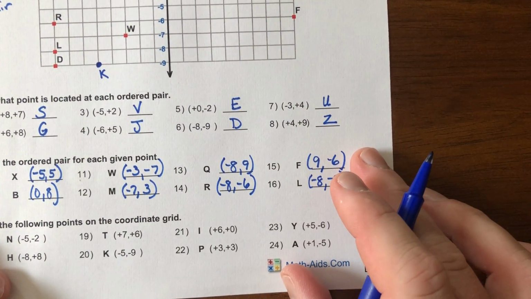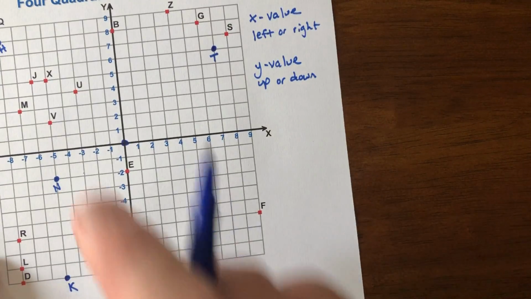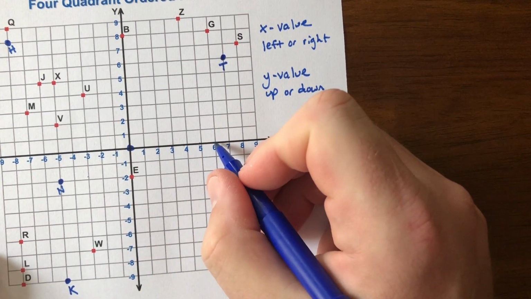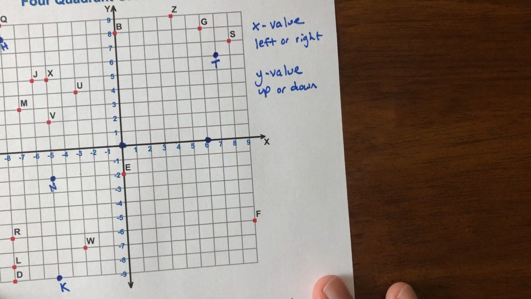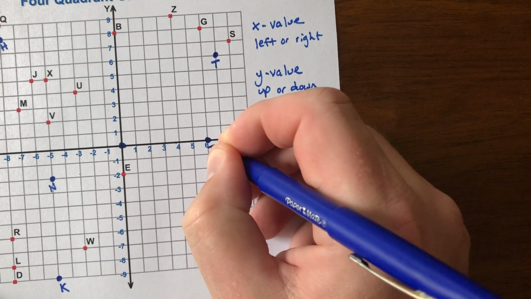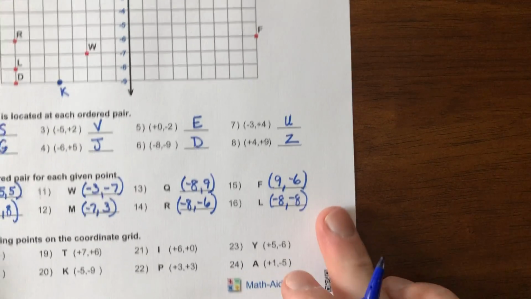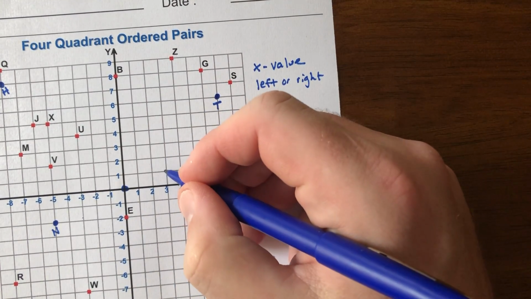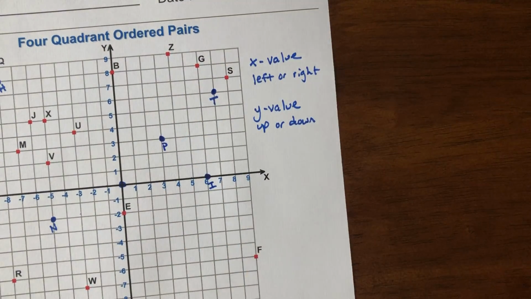And number 21, I have ordered pair of 6, 0. So I'm going to go over 6 times. 1, 2, 3, 4, 5, 6. Because my Y value is 0, I don't go up or down, so I just put it right on that line. And that is going to be I. Number 22, I have a point of 3, 3. So that means I'm going to go over to the right 3, 1, 2, 3, and then I'm going to go up 3, 1, 2, 3, and put a point there. And that is going to be a P.